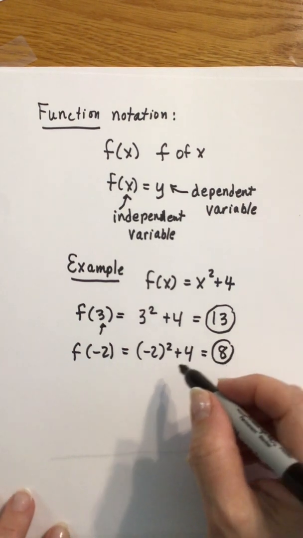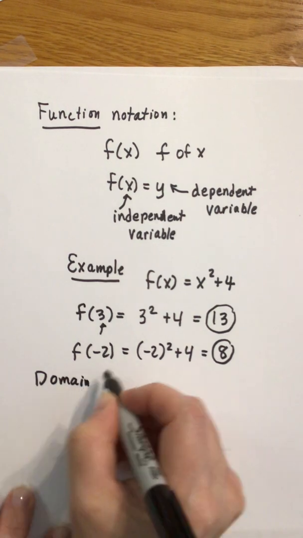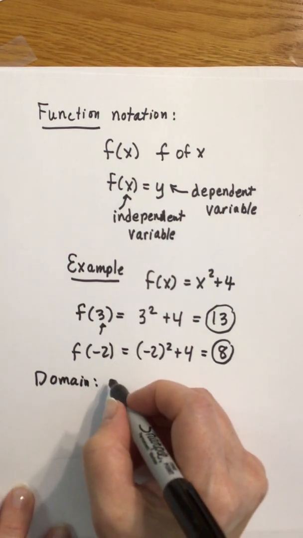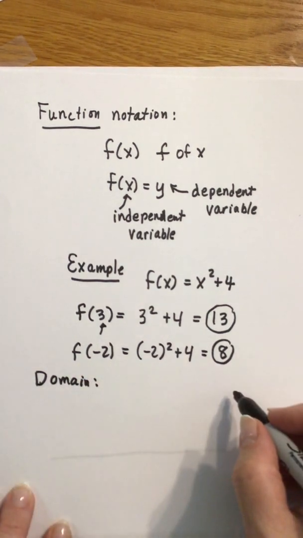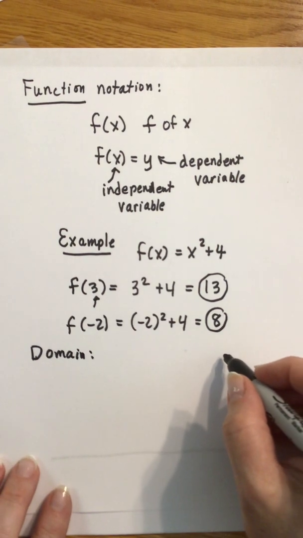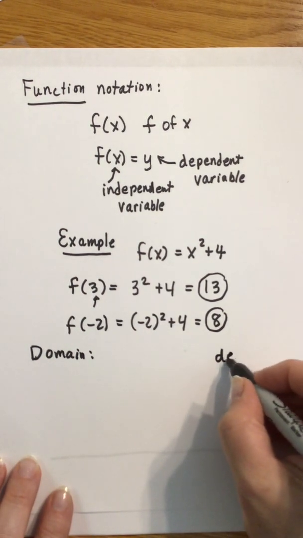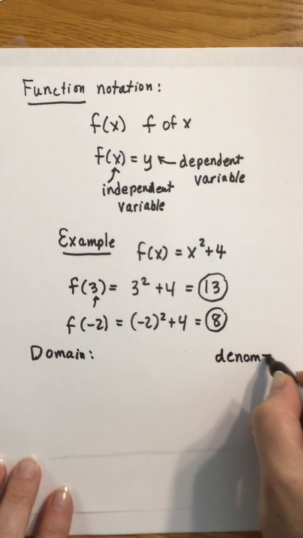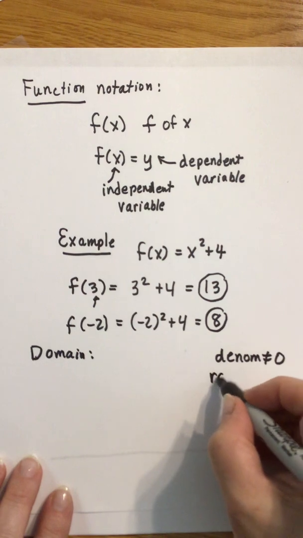So now we're going to look at the domain of this function. We've talked about domain in Unit 1. We said that to find the domain, we had to look at two different things, the restrictions. One restriction was the denominator cannot be 0, and the other one is the radicand.